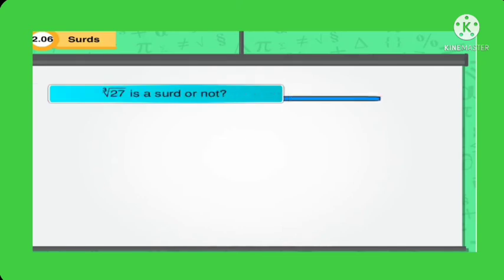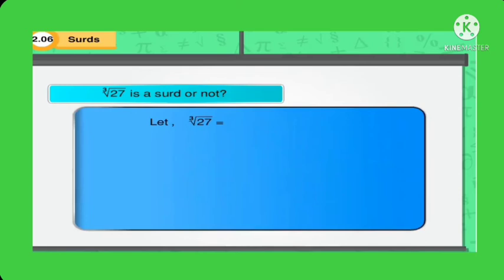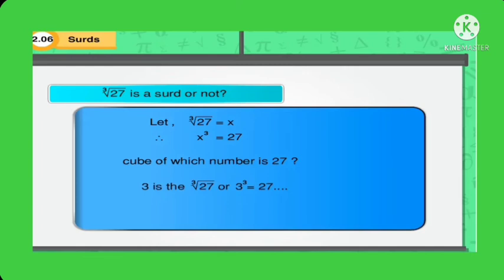Now let's take one example. Cube root of 27, is it a surd or not? So let's assume it as x. So therefore, here we get x cube is equal to 27. Now students, tell me, cube of which number is 27? Yes, correct. That is 3. 3 is the cube root of 27, or you can say 3 cube is equal to 27. Therefore, cube root of 27 is not a surd.